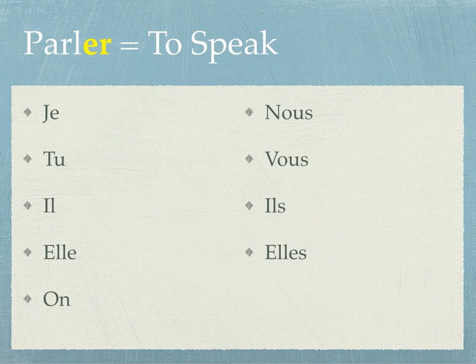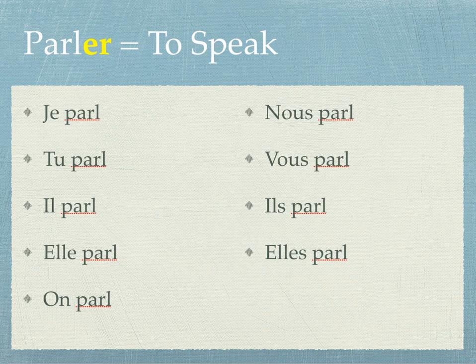The part of the verb that is left, so the part in white, is our stem, and it gets written behind every single one of our subject pronouns. This is going to be the beginning of all of our conjugations, and that's how we can tell that all of these conjugations come from the verb parler.